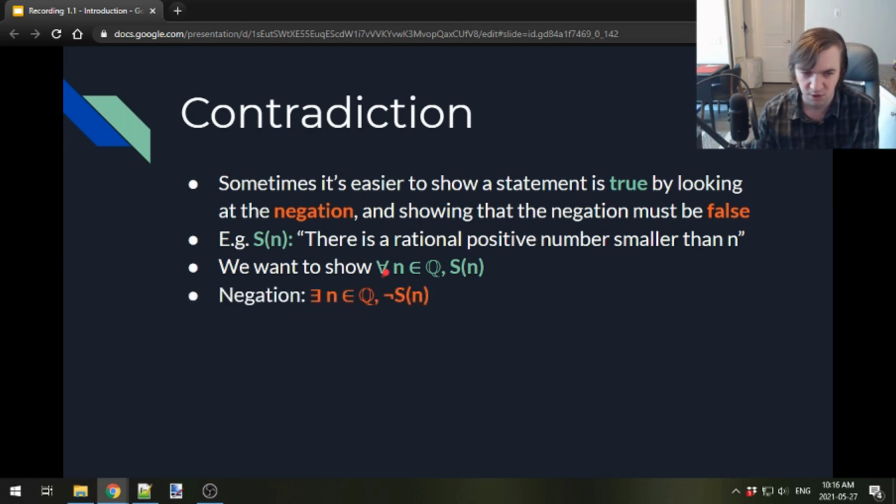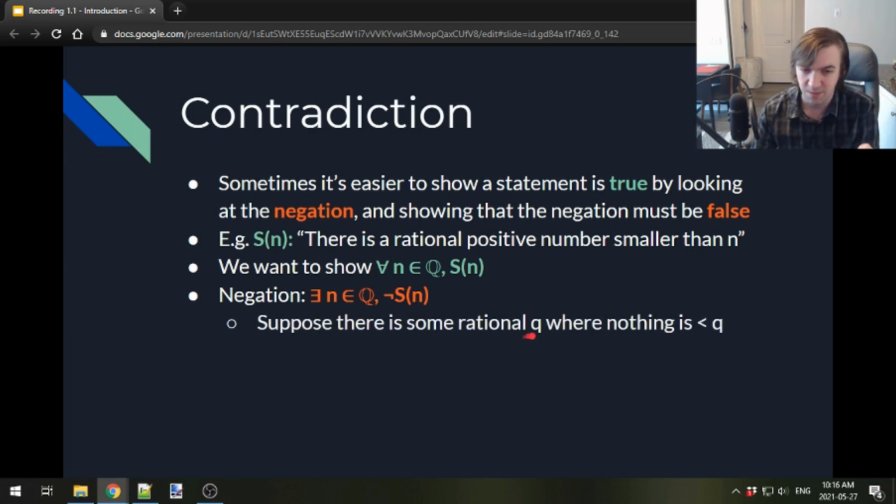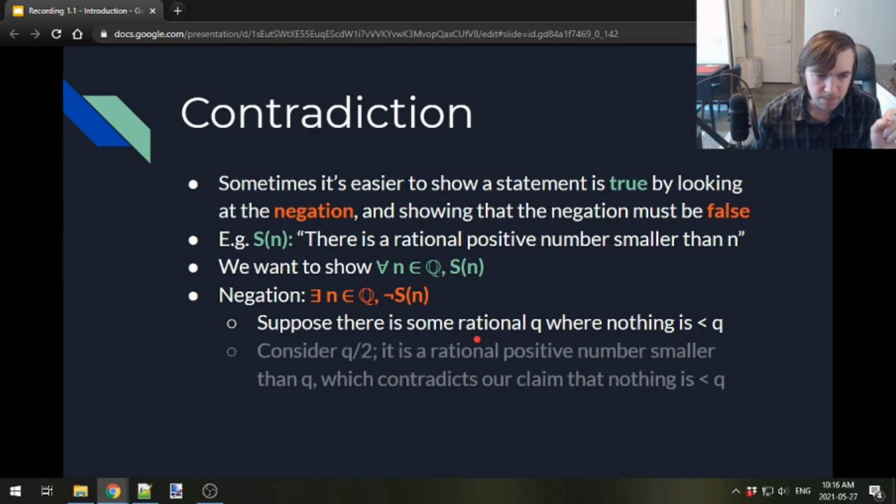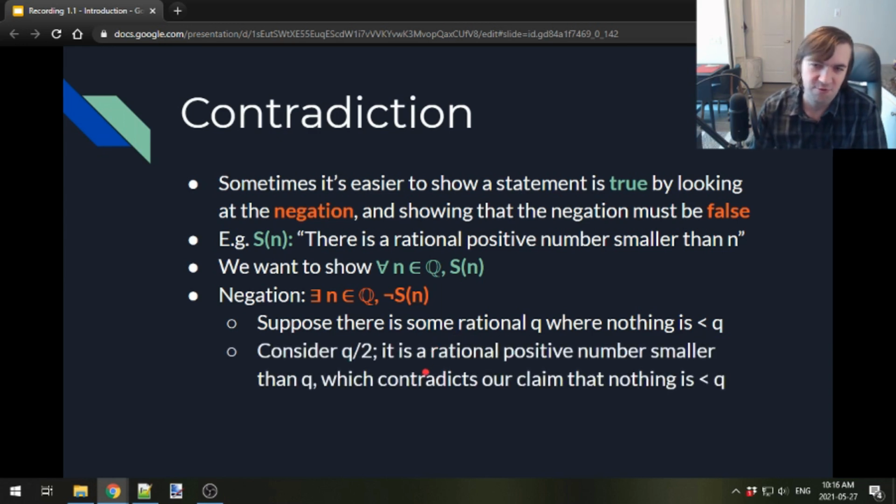The negation is, we flip the signs, we make the predicates false. There exists a rational number where S of n is false. In other words, suppose there is some rational, and we'll call it q, where nothing is smaller than that. Now, what happens if we just took q over 2? Q over 2 would also be a rational positive number. It's smaller than q, but we said that q is something where nothing is smaller, so how could we possibly have come up with something smaller? Clearly, this negation must be false.